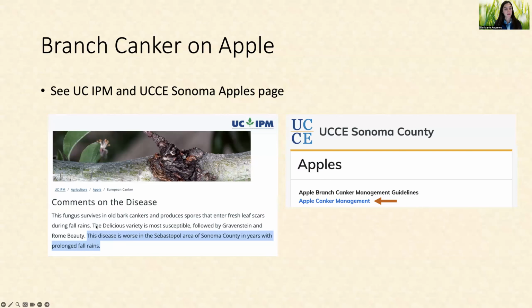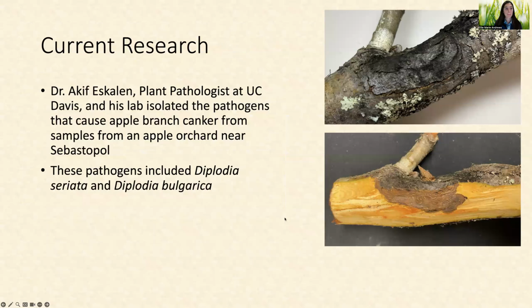One helpful thing that you'll see on these websites is that they might talk about varieties. Some varieties are more susceptible than others. Delicious in this case sounds like the most susceptible one, followed by Gravenstein and Rome Beauty. Unfortunately, they mentioned that this disease is worse in the Sebastopol area of Sonoma County in years with prolonged fall rains, which we've been getting this year and last year. So it's just another common pest to keep your eye out for in our region.